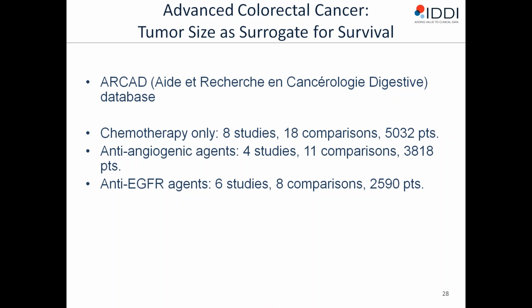But what we have done is we have defined 3 subsets of trials. One subset compared only chemotherapy-based regimens. There were 8 studies, some of them multi-arm, so we defined 18 independent comparisons based on these studies, totaling about 5,000 patients. We also looked at the trials which involved antiangiogenic agents. These were 4 studies leading to 11 comparisons for about 4,000 patients. And then we looked at the trials which involved anti-EGFR agents, 6 studies leading to 8 comparisons, about 3,000 patients.